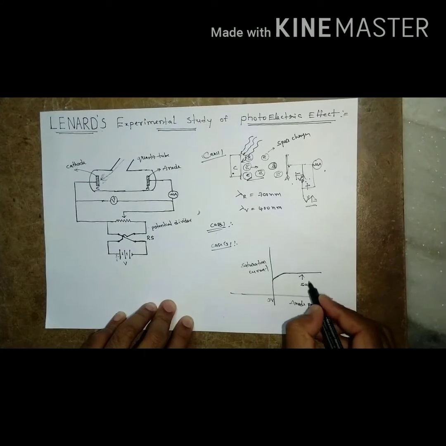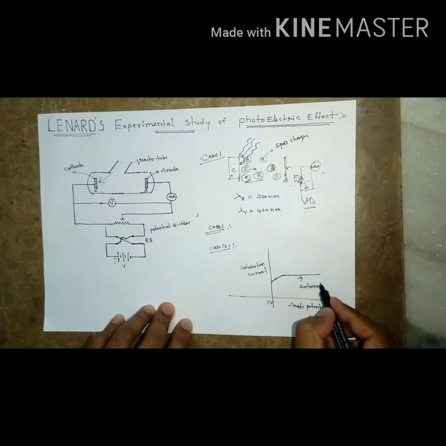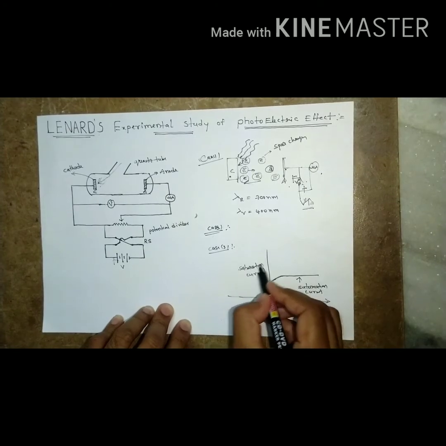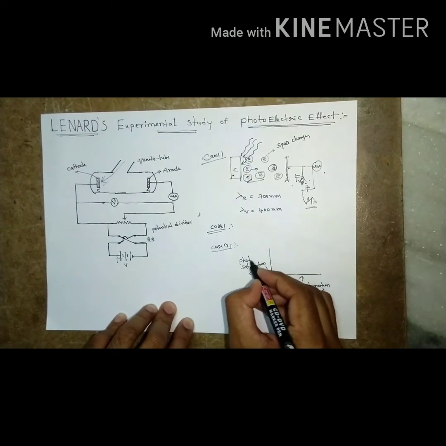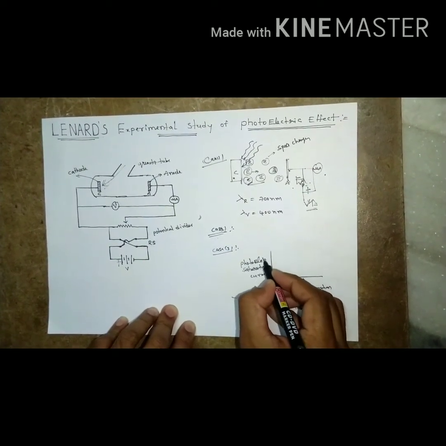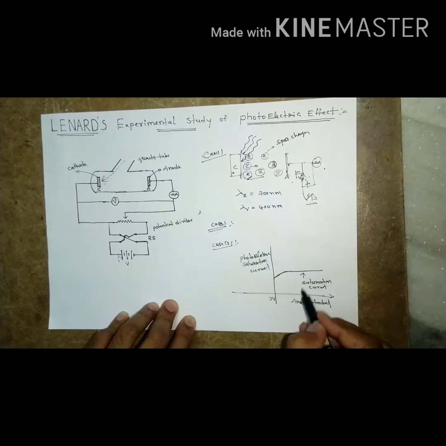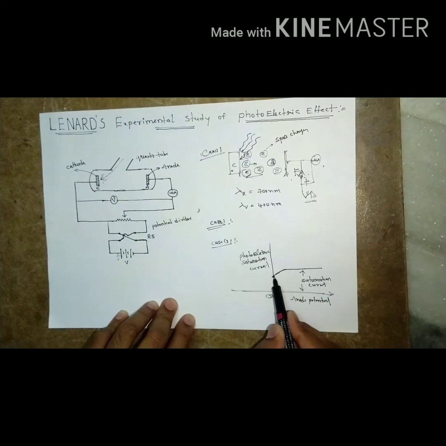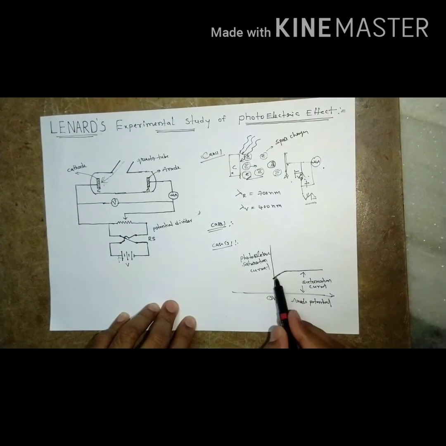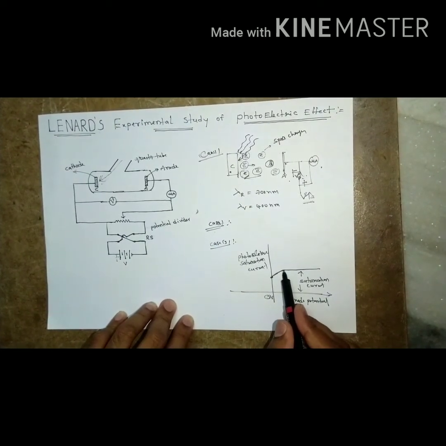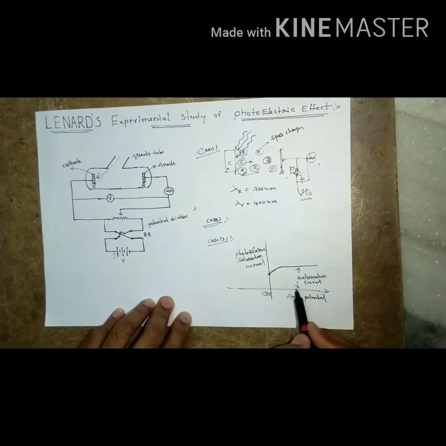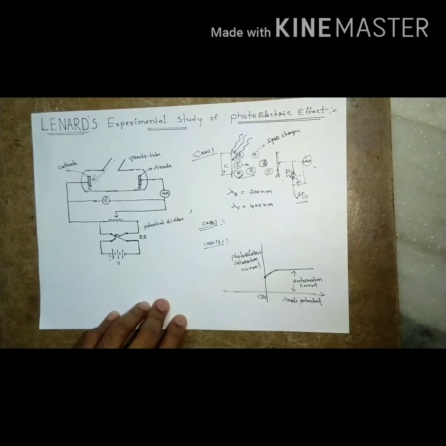So this is the photoelectric current, and this constant current is called the saturation current. At zero potential, this is the initial current. As the anode potential increases, the current also increases. At one particular potential, the current remains constant. That current is called the saturation current.